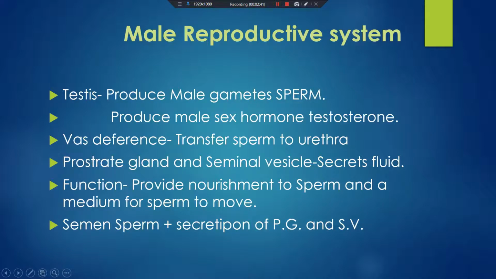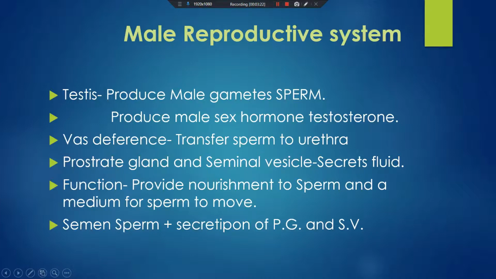Then another part is the vas deferens. Vas deferens are tubular structures. From each testis, one vas deferens arises. The function of the vas deferens is to transfer the sperm to the urethra. The urethra in the human male does a dual function. The first is to throw out the urine from the body, and the second is to ejaculate the sperm. So there is one organ, the urethra, which does both functions.